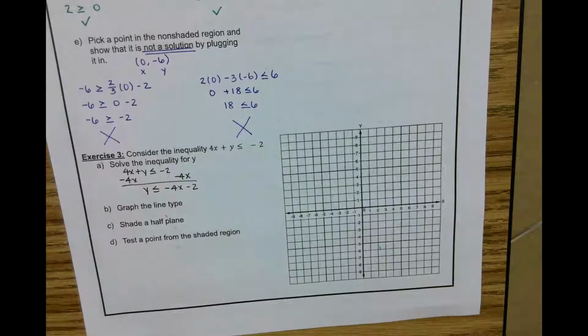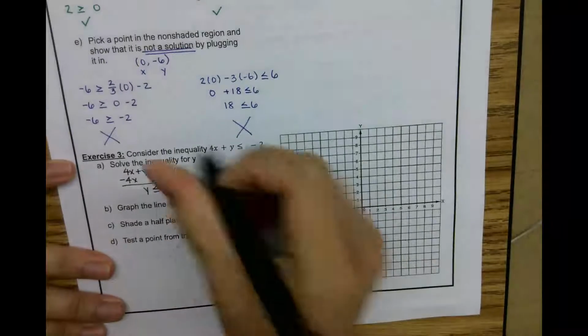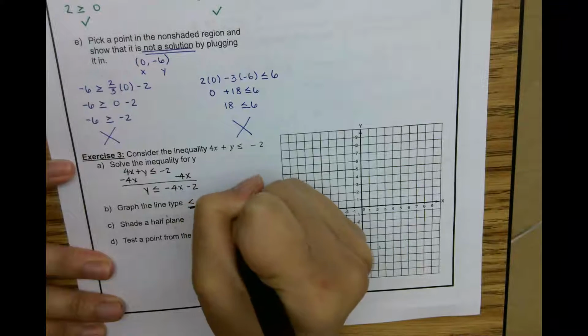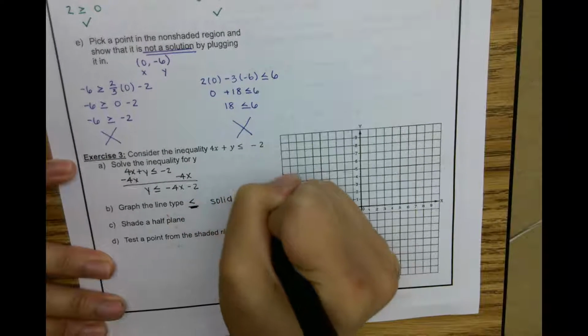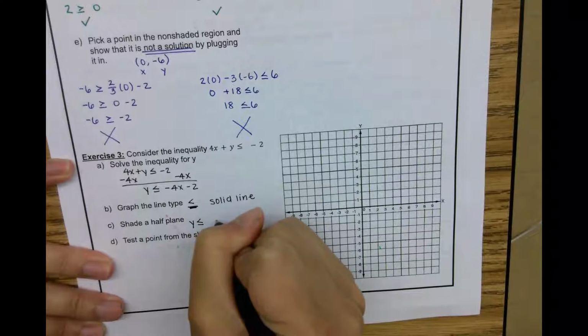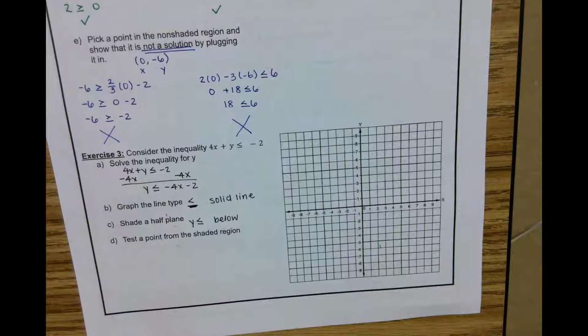Then I need to graph the line type. Because it is less than or equal to, because of that equal to part, it's going to be a solid line. And because it's y less than or equal to, I'm going to shade below. So let's get graphing.